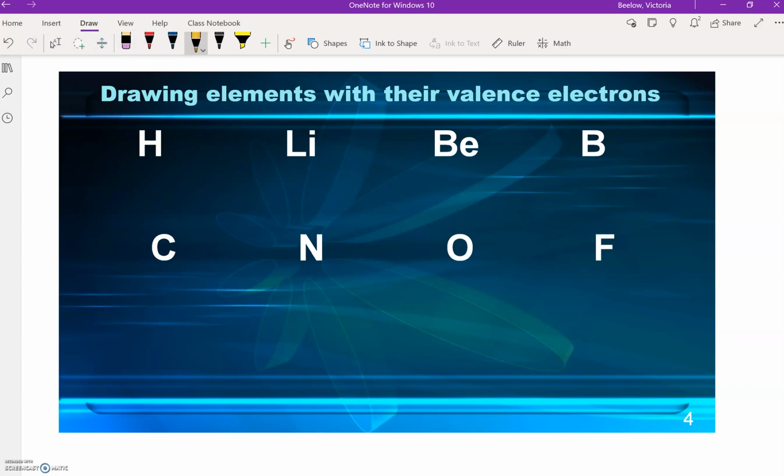So with the first one, I'm just going to start here with hydrogen. Hydrogen is in group 1, so it is only going to have 1 valence electron. Since it only has 1 valence electron, technically we can draw that on any side that we wish to draw it on. I'm just going to draw it right here. Once we get a little bit farther, it's going to matter where we draw the electrons.